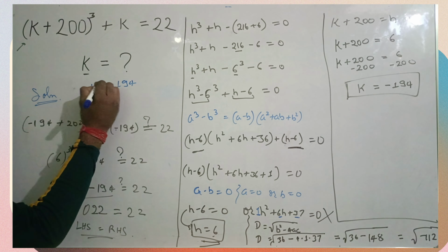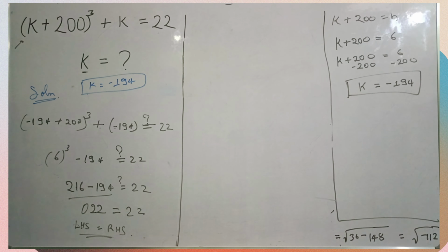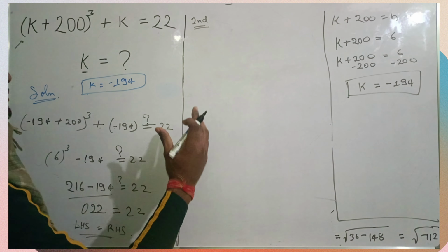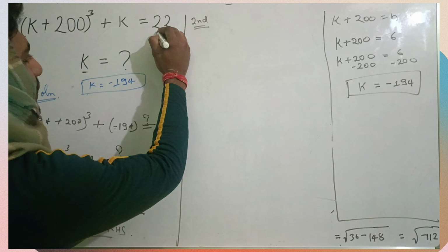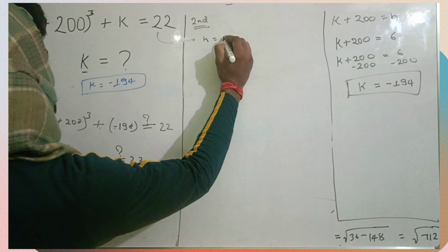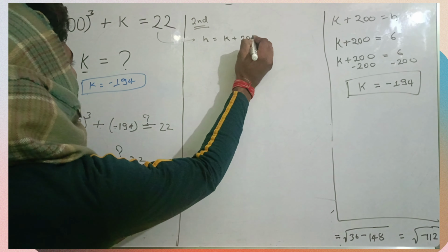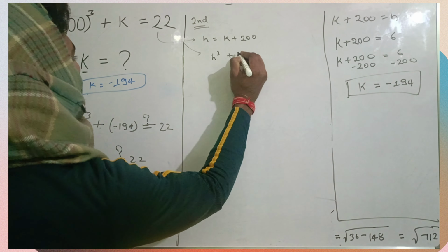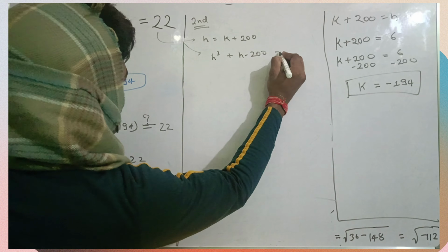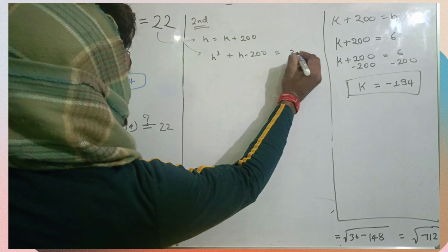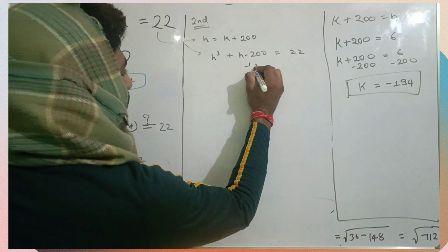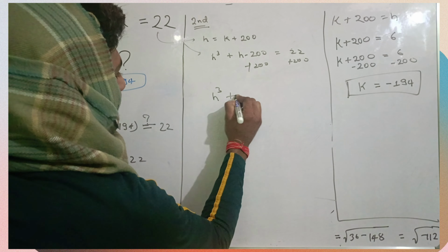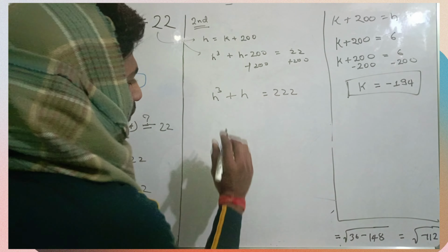Hence our value of k, that is minus 194, is the correct answer. Now in the beginning of the video, I told you that we will go through the second method that gives our solution very easily. Here we have used the assumption that h is equal to k plus 200. So this equation transforms to h cube plus h minus 200 is equal to 22. Adding 200 on both sides, we get h cube plus h is equal to 222.